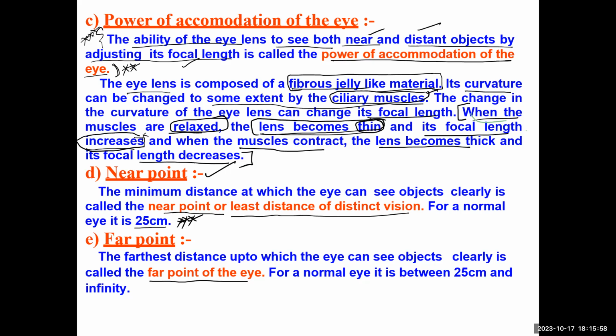Then the far point: if you put an object at some farther distance, your eye has to be in a position to see it properly. What is the far point for a normal eye, which doesn't have any kind of defect? It is between 25 centimeter and infinity. So this is about the near point and the far point.